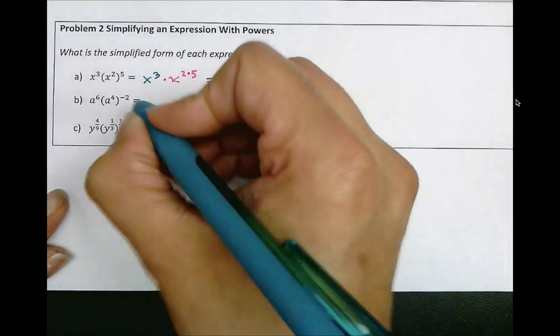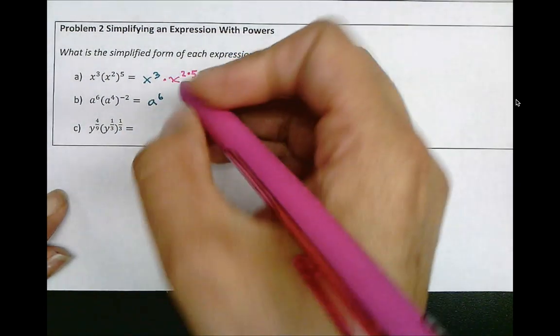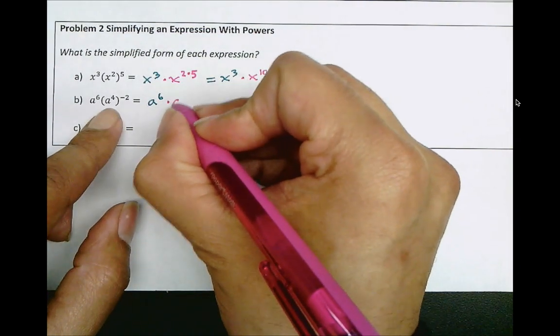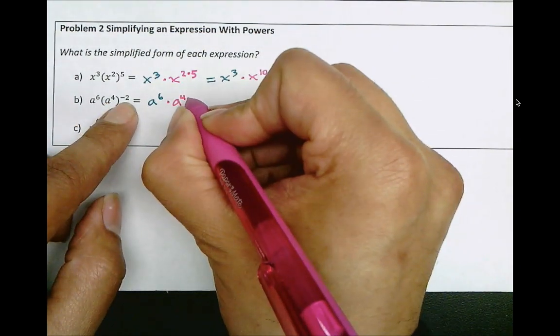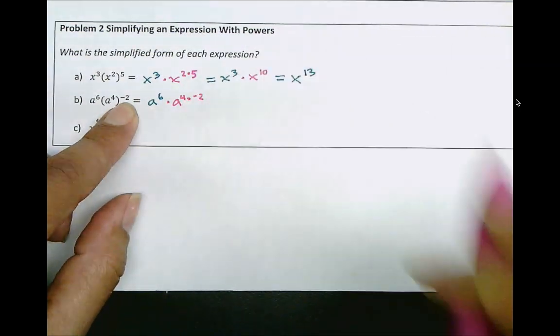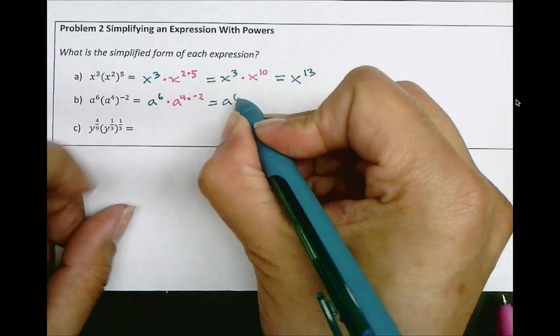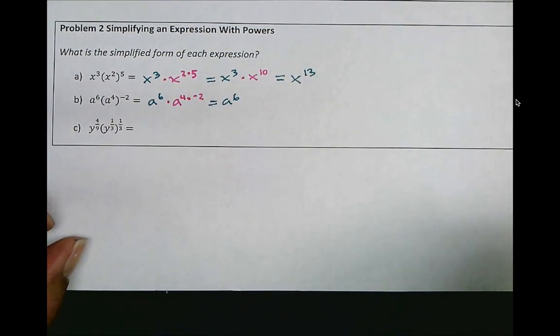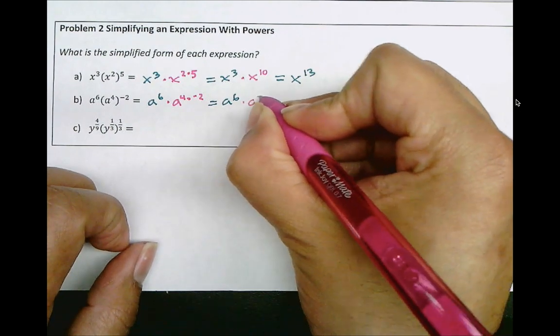Similarly, in part B, let's bring over the a to the power of 6. And we're multiplying that by a to the power of 4 to the power of negative 2, which means we multiply this by negative 2. So we get a to the power of 6. And a to the power of 4 times negative 2 would be a to the power of negative 8.